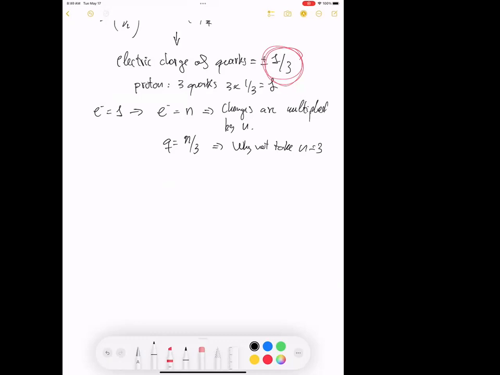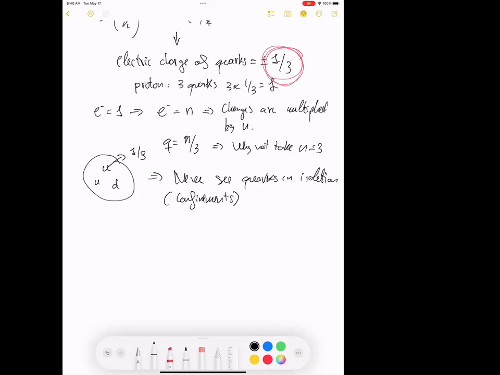The idea is that if you have a quark, for instance in a proton, UD, this guy which is inside of the proton has charge 1/3, but you never, ever see quarks in isolation. This is a phenomenon called confinement. It's one of the most important questions in field theory to prove mathematically that QCD, the theory that describes color interaction, is actually confining.